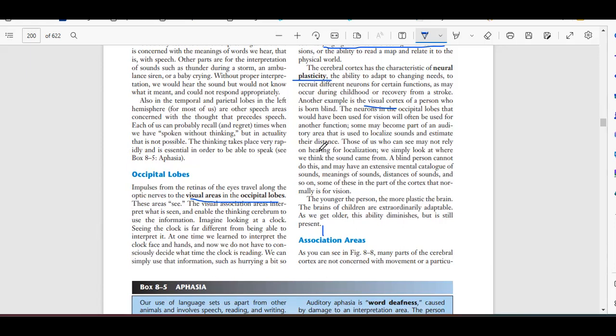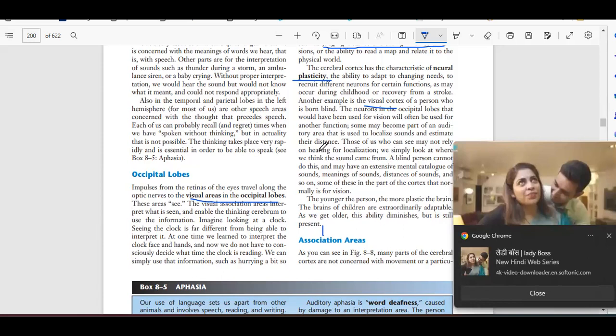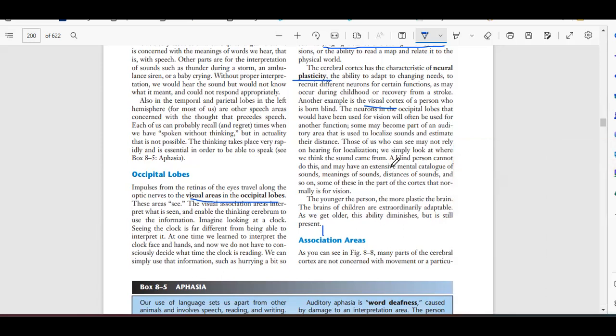As well as that, some diseases also happen, like stroke. In a stroke, if a certain area of the brain does not work, another area of the brain will want to recover and work for the things which are needed from that area. It will work by another part of the brain. So this is very important. Another example is given here.